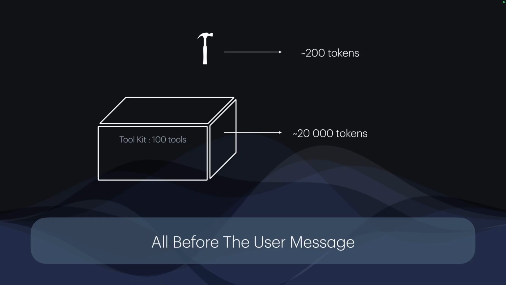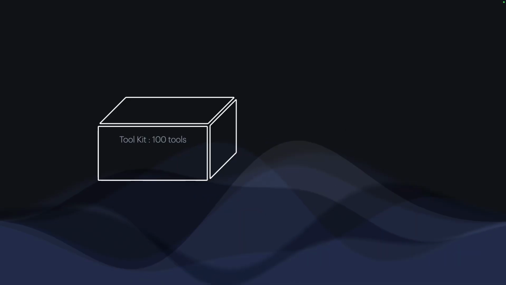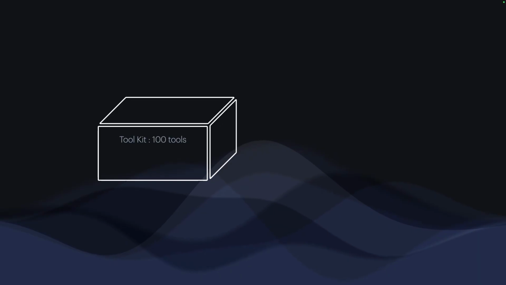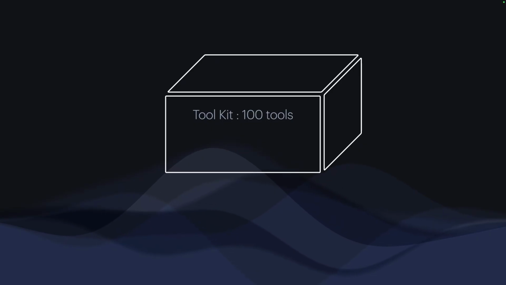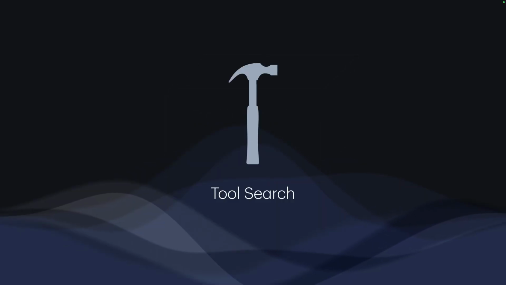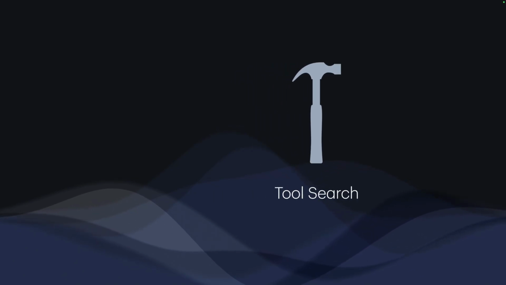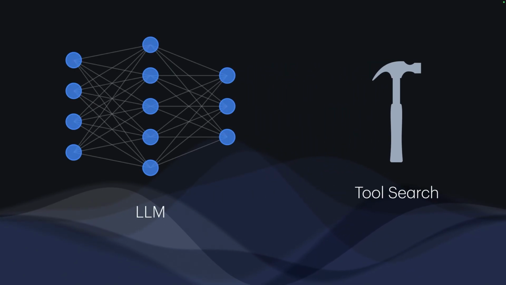What is the approach that Anthropic has come up with? What Anthropic has done is they have taken the toolkit, which has 100 tools, and they've hidden that behind one single tool. And that tool is called the tool search tool. The LLM sees only this one tool and it does not see anything else. It is not aware of the rest of the tools.